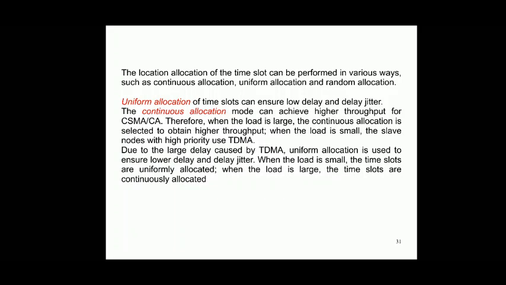The continuous allocation mode can achieve higher throughput for a CSMA-CA. Therefore, when the load is large, the continuous allocation is selected to obtain higher throughput, and when the number of nodes is small, the slave nodes with high priority use TDMA. Due to large delay caused by TDMA, uniform allocation is used to ensure lower delay and delay jitter. When the load is small, the time slots are uniformly allocated, and when the load is large, the time slots are continuously allocated.